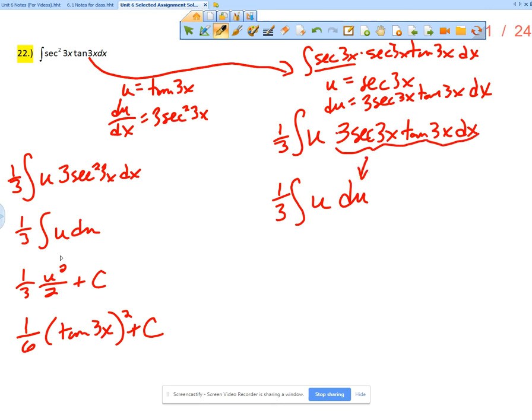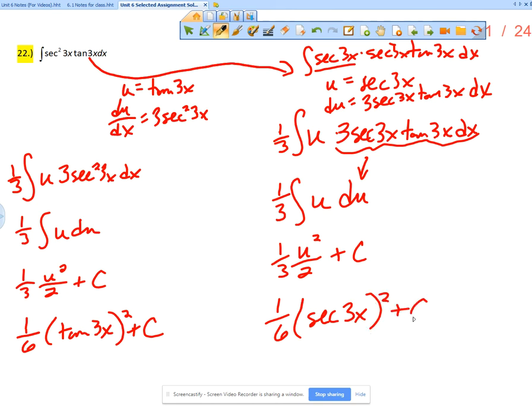Now it looks almost the same, except that when I integrate, I get u squared over 2 plus c. But what is u in this problem? It's actually different. It's secant of 3x, quantity squared, plus c. So now comes into question: are these two things equal?